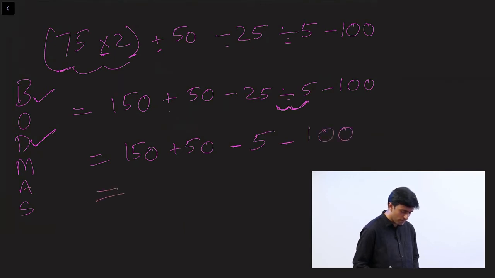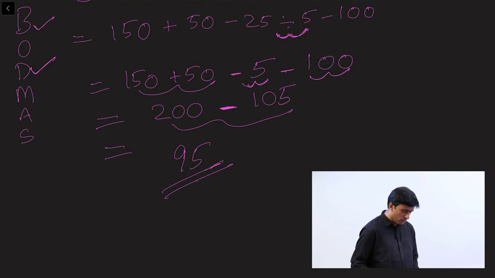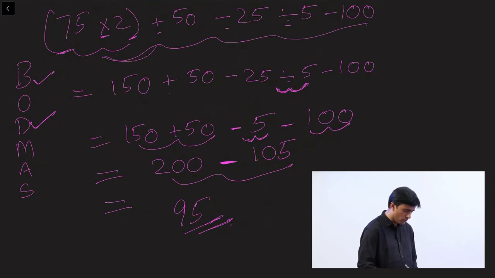Now let's go ahead and do the addition. 150 plus 50 is 200. When you have two minuses, you can just add the numbers and keep the operator as it is. Minus 5 minus 100 is minus 105. This is a simple subtraction. 200 minus 105 will give you 95. There you go. That's your answer. So remember, when you have a complex mathematical expression with all the operators, remember the word BODMAS.